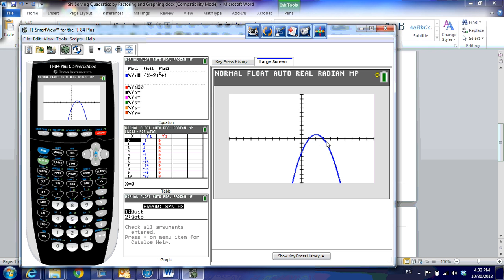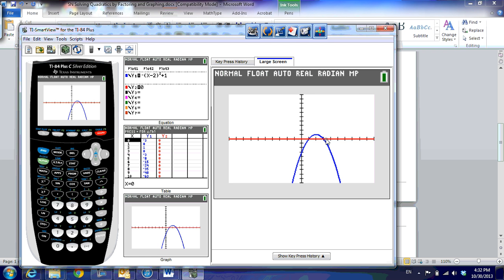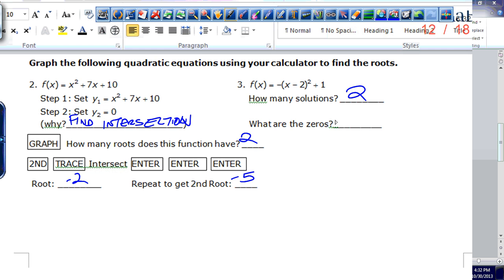And you can actually see where they intersect. You don't need to do second trace. But if you wanted to, you can still do the same process, second trace, and so on. Either way, we're still going to get 1 and we're going to get 3. So I'll go back here, and how many solutions are there? There are 2 because it crosses 2 times. And then lastly, we already said there are 1 and 3.